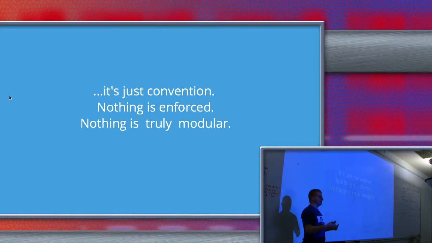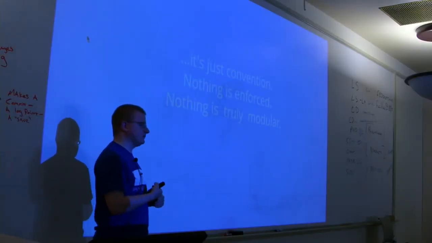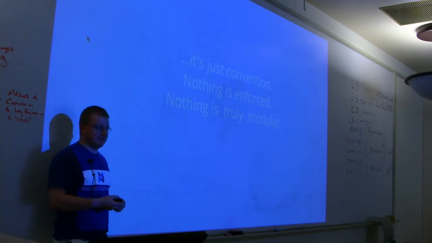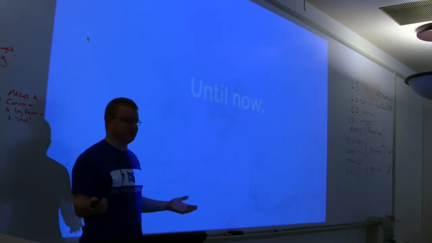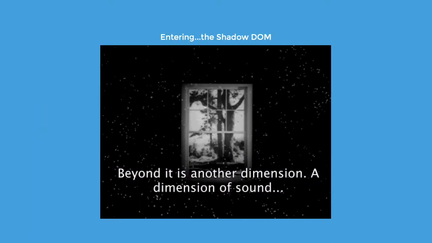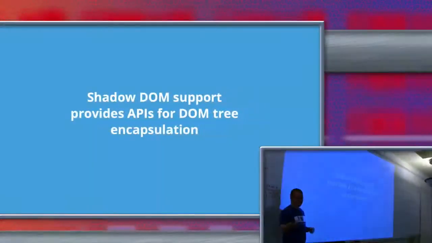But nothing is truly modular. Nothing is really natively modular, and those still leak. Like, they still leak to some extent. You can try to scope, but there's still going to be problems in nesting in particular that really can't be prevented. And that's until now. The shadow DOM and web components change this. So we're about to enter a new dimension, cross over the shadow boundary into the shadow DOM.